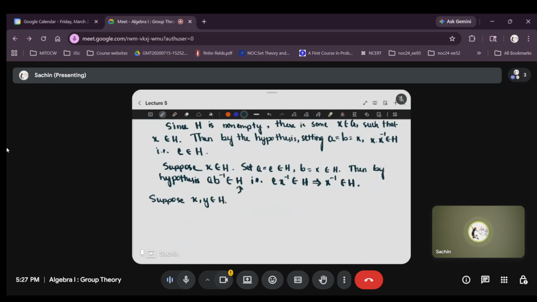We just showed that if X is in H, X inverse is in H. So Y is in H. This means Y inverse is in H. So X is in H and Y inverse is in H implies (X Y inverse) whole inverse is in H. But Y inverse whole inverse is nothing but Y. So XY is in H.